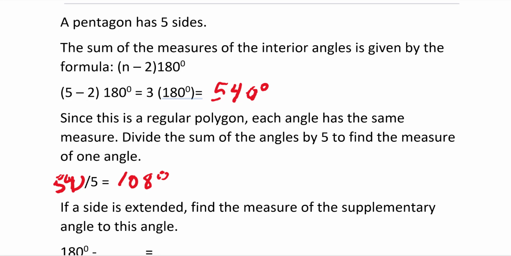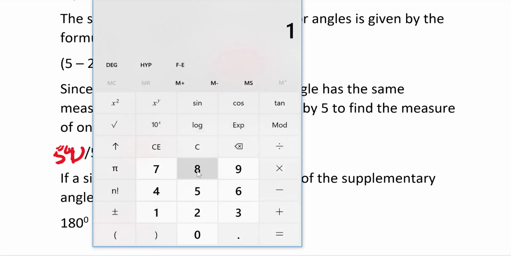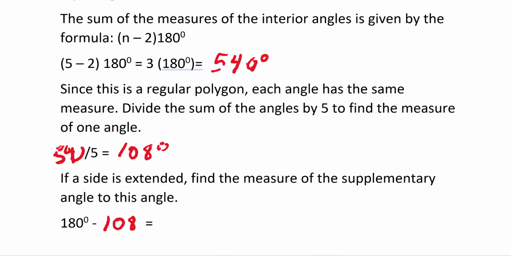If a side is extended, find the measure of the supplementary angle to this angle. So we're going to take 180 and subtract 108 degrees to find the measure of the supplementary angle. 72 degrees.